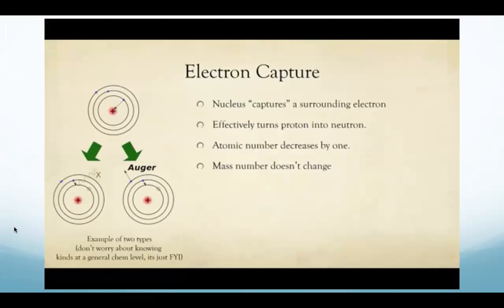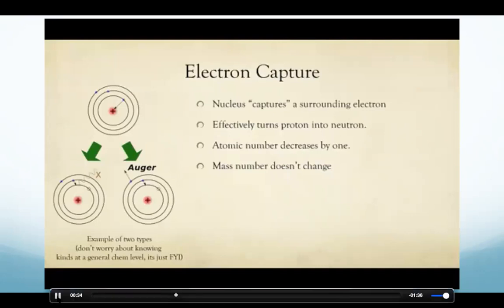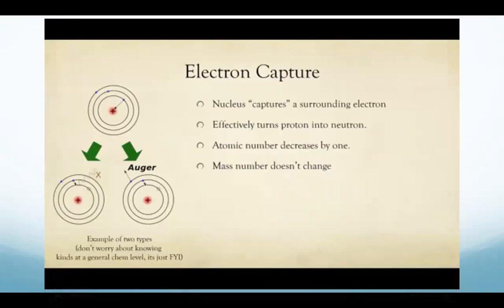When this happens, your atomic number is going to decrease by 1, because adding that negative charge to your nucleus effectively turns a proton into a neutron. Hold on, I'm just going to stop here for a second, because I want to distinguish between electron capture and positron emission, especially when it comes to this point right here. The atomic number decreases by 1 because this happens for both positron emission and electron capture.